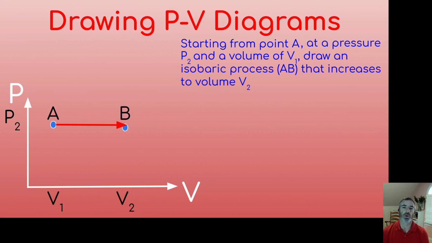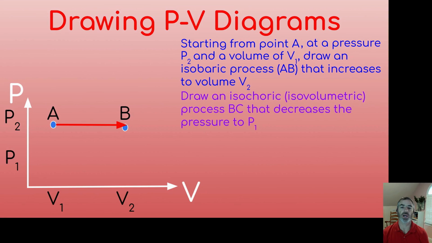The second process that we're going to draw is an isochoric or isovolumetric process from B to C that decreases the pressure to P1. Isochoric means that the volume doesn't change, so it's a vertical line drawn from B to C. And then we're going to have a third process that's an isothermal process from C to A. Isothermal means that the temperature doesn't change, so that's going to be a curved graph. So we're going to draw a curved line from C to A, and this encloses the whole cycle A, B, C, A. And remember, you have to draw arrows on your PV diagram so that it's not misread as going the opposite direction from the one you want.